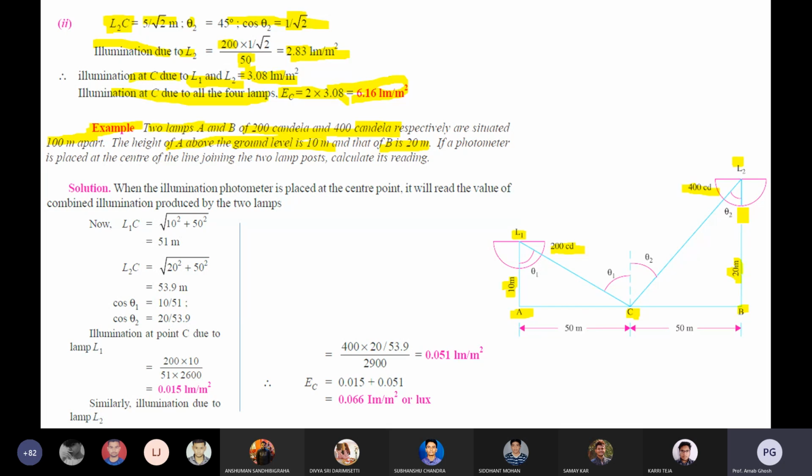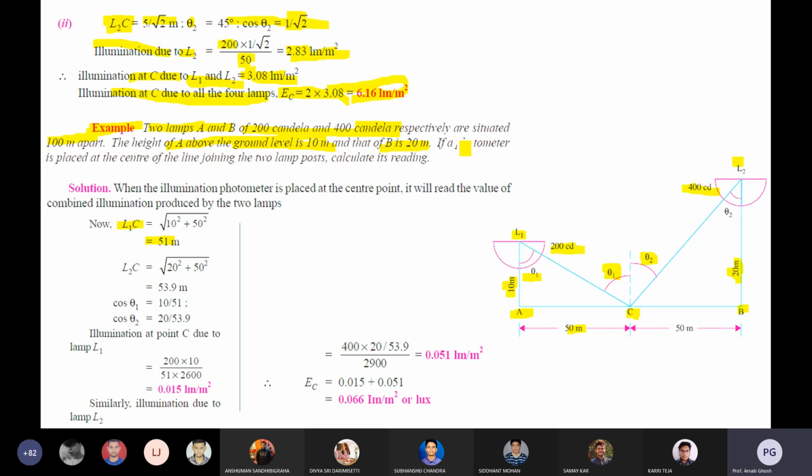So given this, theta 1 you can easily find out, and this is 50 m. So root under 50 square plus 10 square, directly we will get L1C. Similarly, we will find out L2C as well as theta 1 and theta 2. Both you can find out, cos theta 1, cos theta 2. So that is coming 51 meters for L1C.